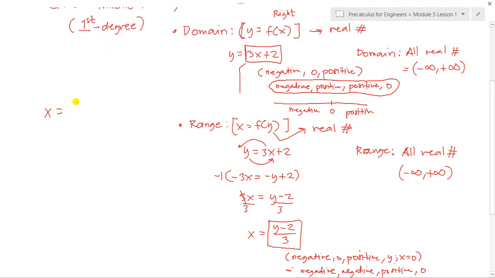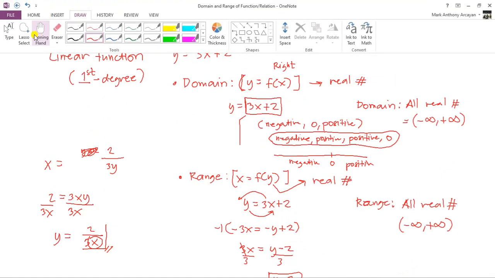Let's say x is equal to, let's say we have here the numerator 2, and in the denominator 3y. Multiplying, we have 2 is equal to 3xy. Then we isolate it in terms of y, so we divide both sides by 3x. In this case, our function is y is equal to 2 all over 3x. As you've noticed, this is not a polynomial anymore. This is a rational expression since there is a variable in the denominator. So it is not a linear function. Do you get it?